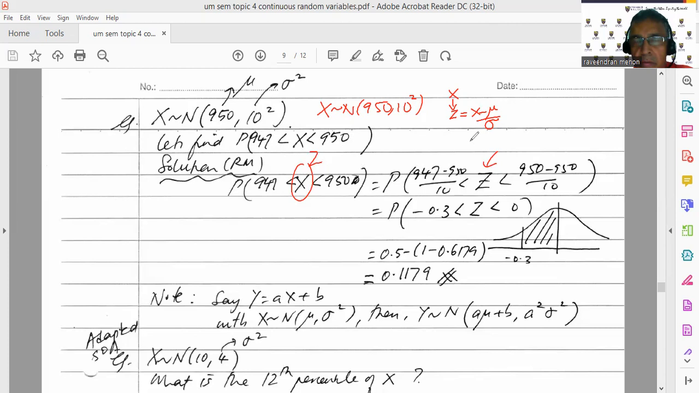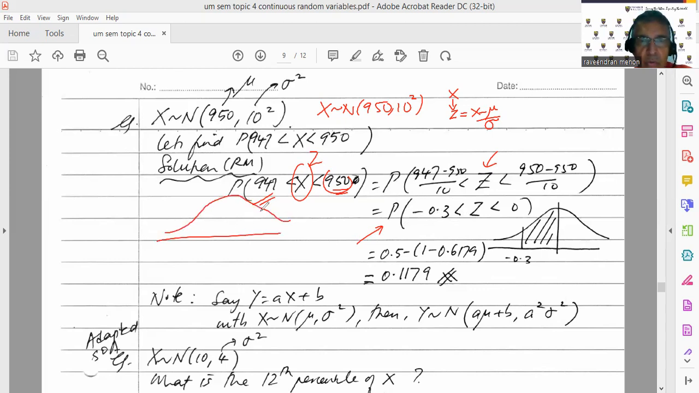So doing this on the left-hand side and the right-hand side of X, 947 minus 950 over 10. On this side, we have 950 minus 950 over 10, and you will find that you're finding the probability that Z lies between negative 0.3 and 0.